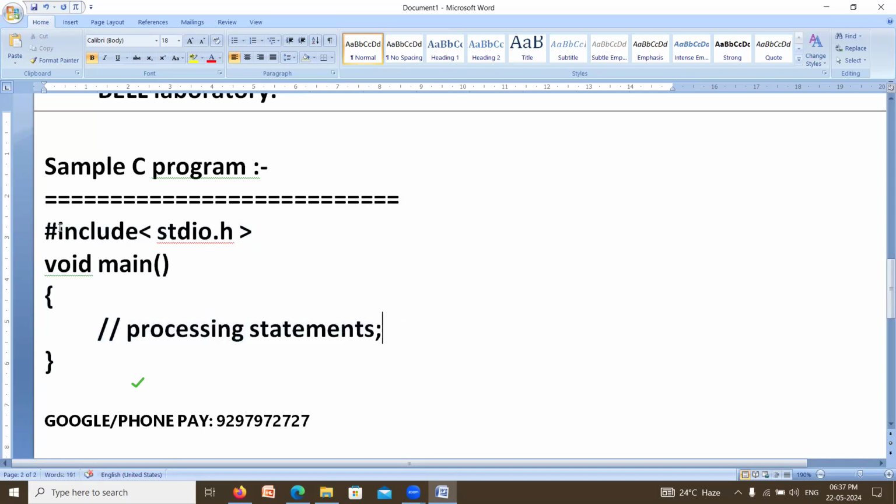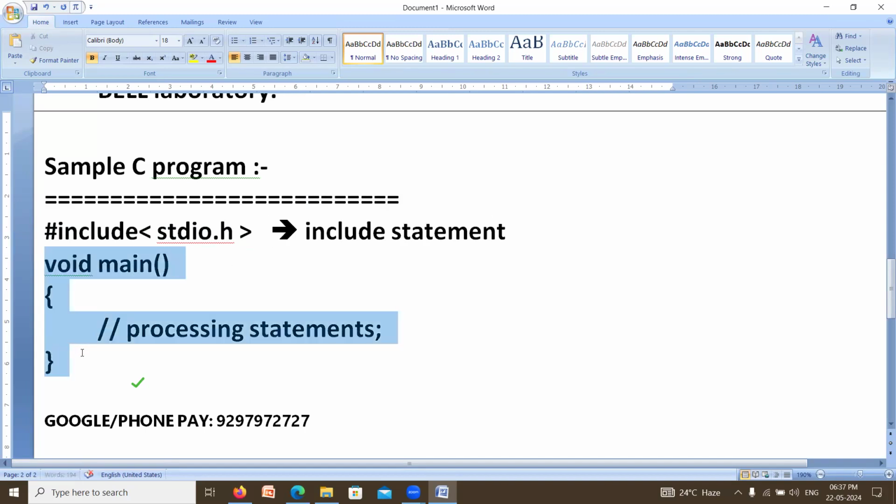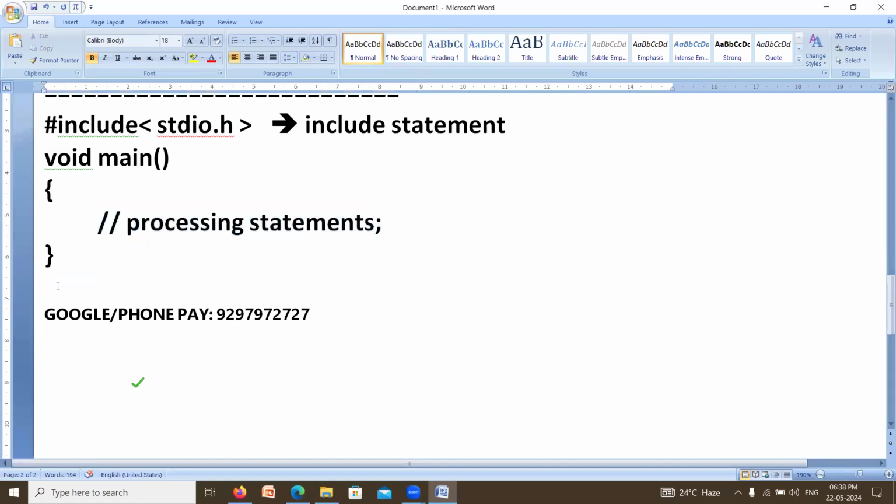Right, my dear friends. The first line is called an include statement. The second one is called the main method. The third one is called the processing statement. In any C program, we need to write these three: include statements, main method, and processing statements. So every program will have these three.